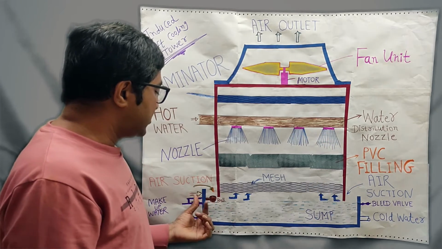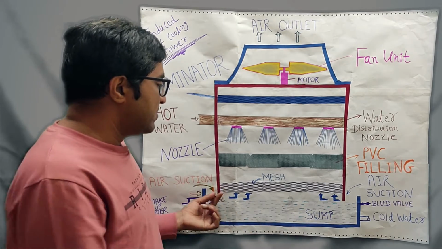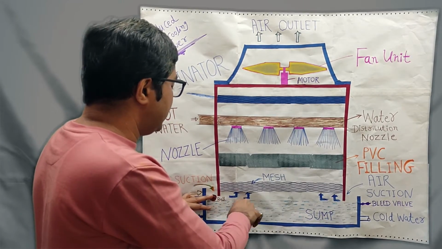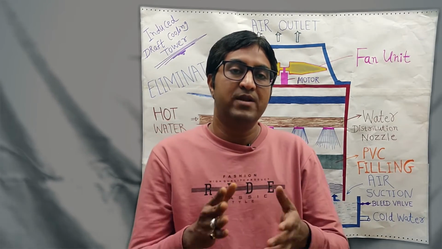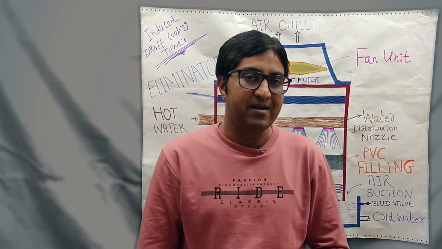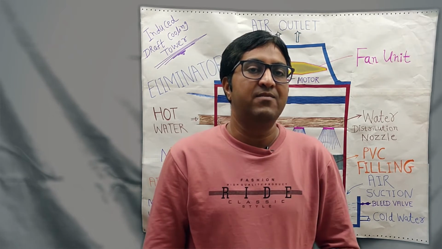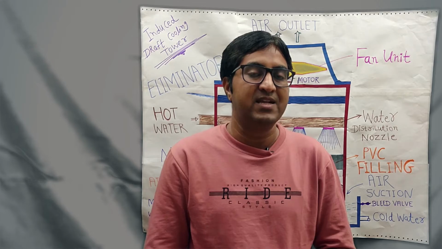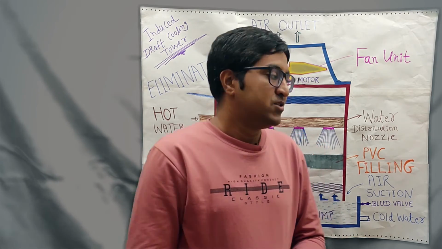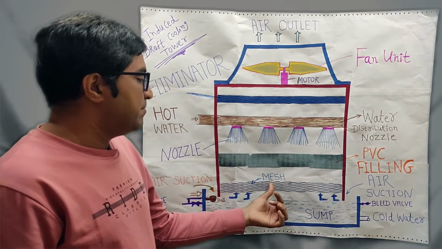Whenever the suction takes place from the bottom side, or we can say from the mesh, the function of the mesh is to remove the dust particles from the air. Whenever the air is sucked from the atmosphere, there are some impurities and dust particles, so it is filtered through the mesh.